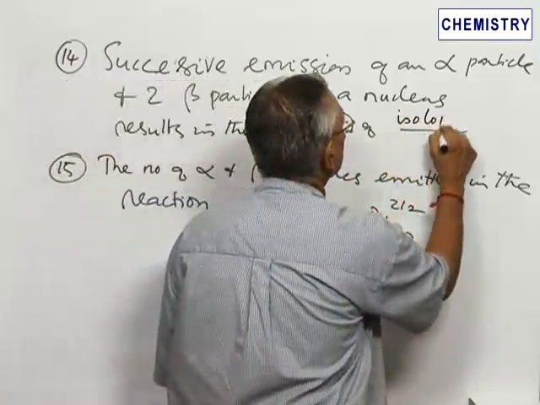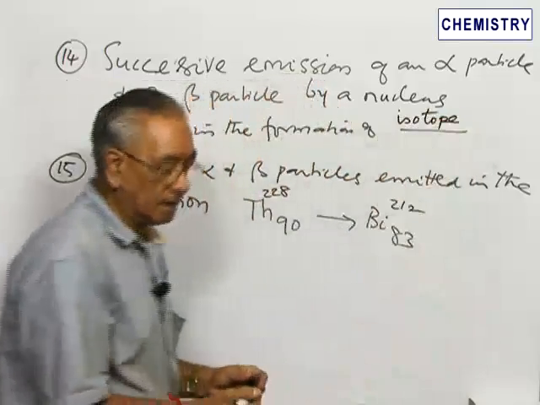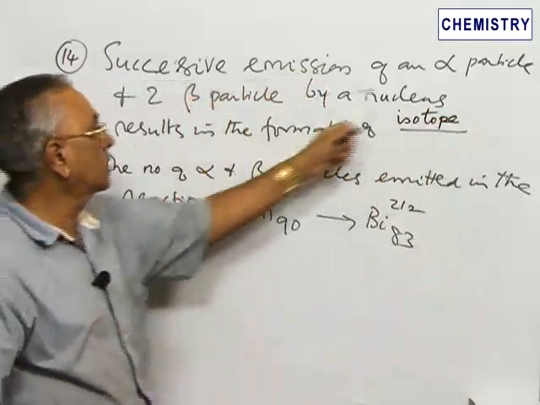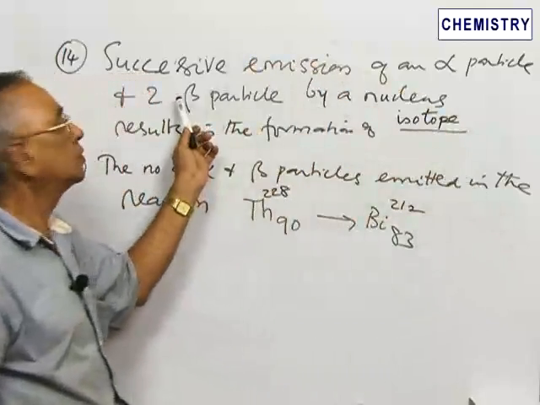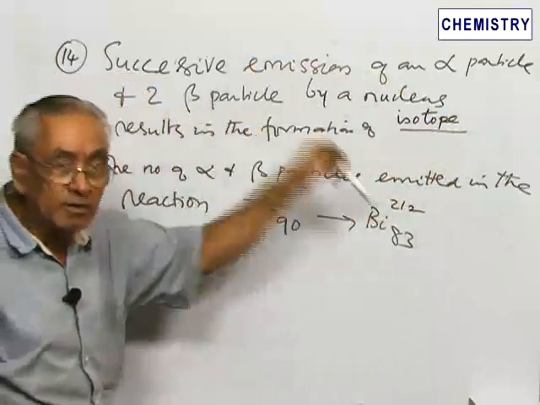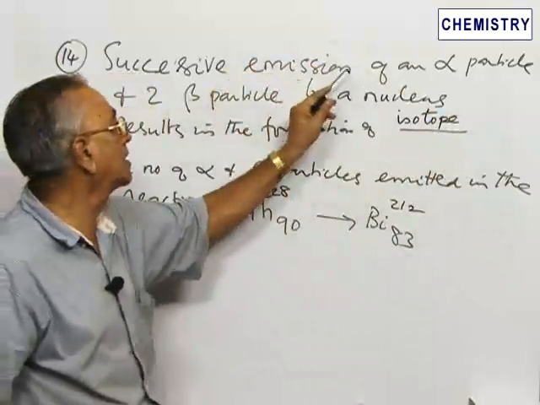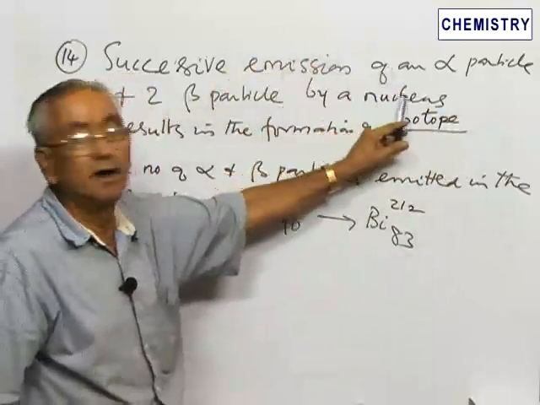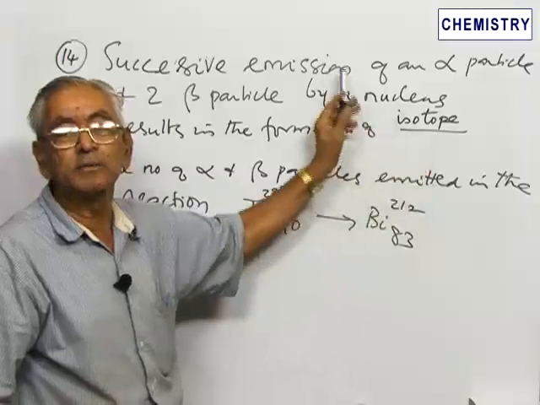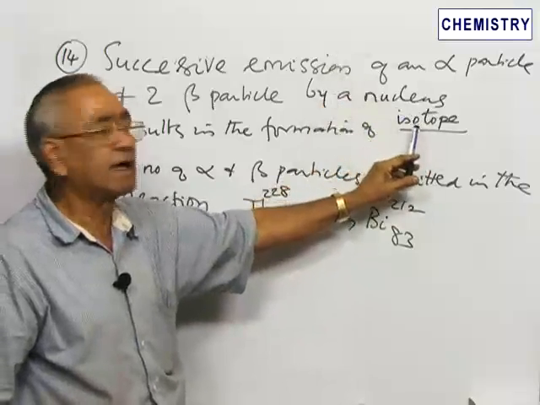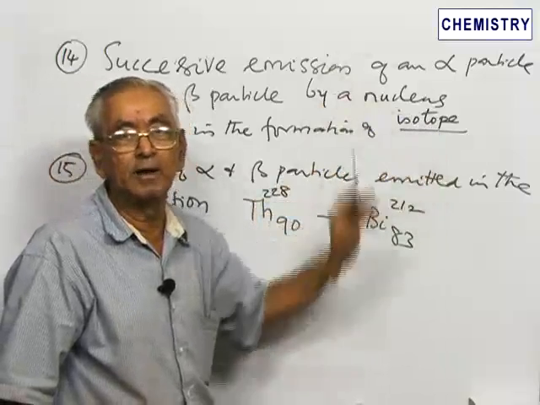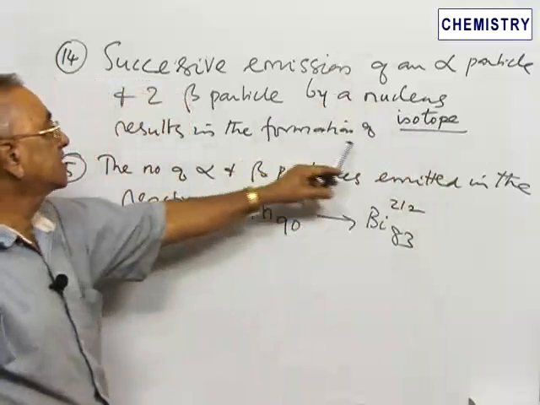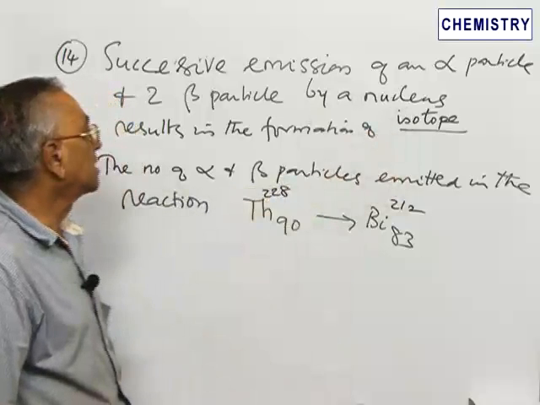isotope of the element, because 1 alpha particle will go back by 2 units and 2 beta particles will go forward by 2 units, so the nucleus will come back to the same position. Only the mass will be changing, and therefore it will lead to the formation of the isotope of the element. So that is the answer for this question. Isotope of the element will be formed.